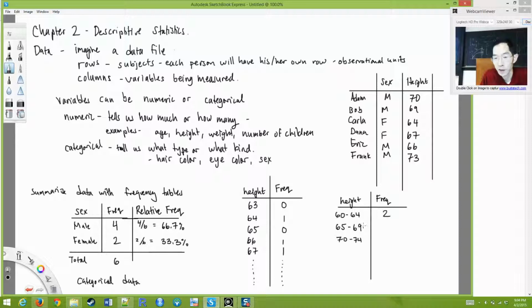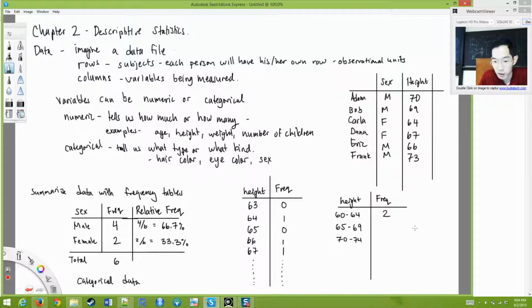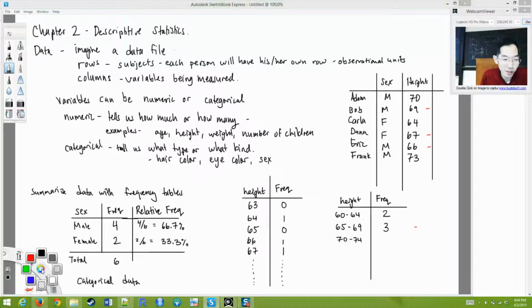And between 65 and 69, let's just do this. So 65 and 69, I've got that, and that. I've got 3 people. And between 70 and 74, I have, did I count? I messed something up. You added an extra height. I added an extra, where did I? 64 is just one person. Oh, there's only one person between 60. I keep thinking there's somebody else.